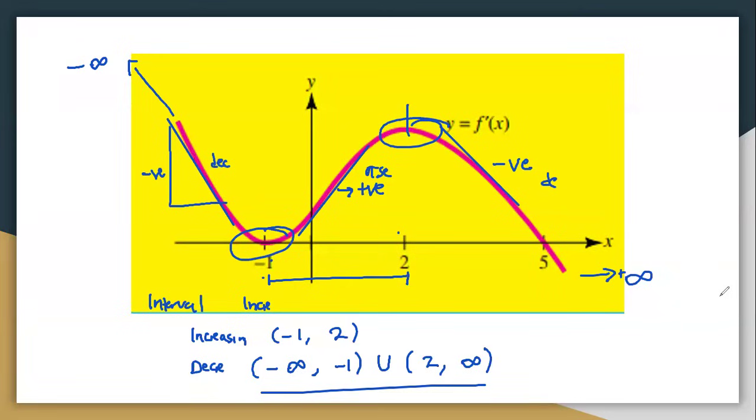Increase, you look at the positive gradient. Decrease, you look at the negative gradient.